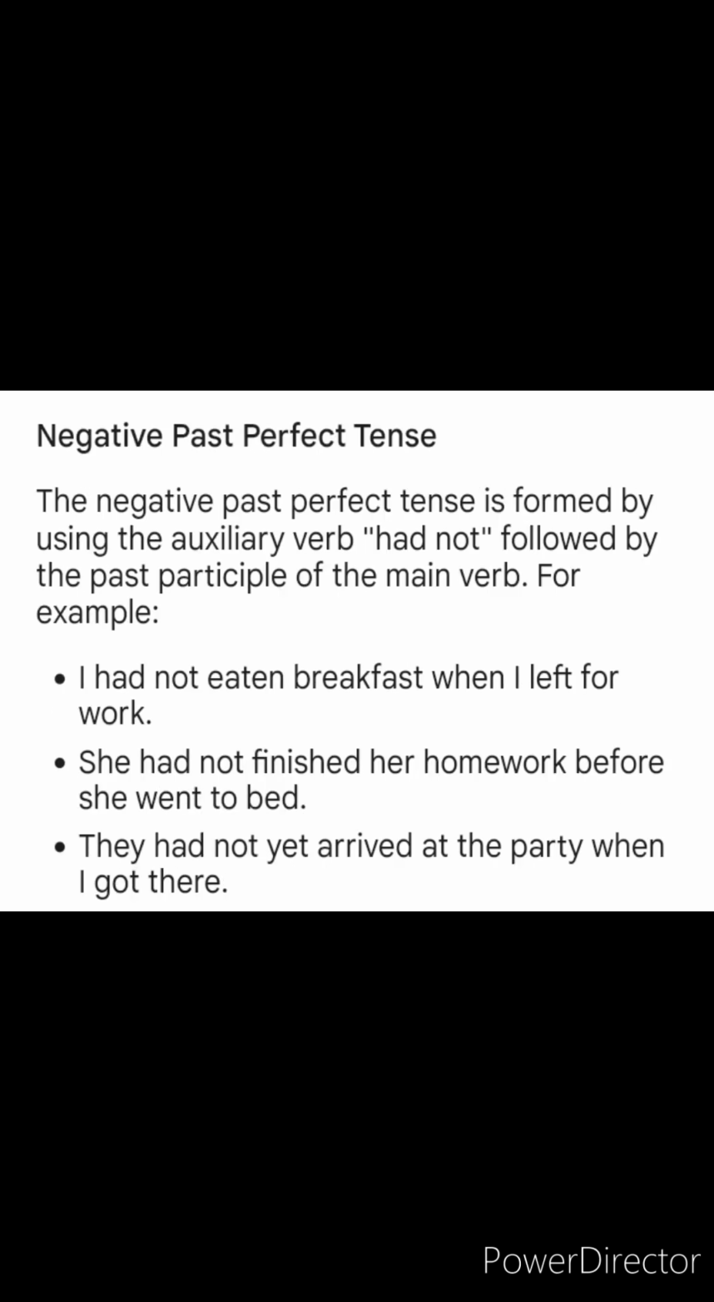Negative past perfect tense. The negative past perfect tense is formed by using the auxiliary verb had not followed by the past participle of the main verb. For example, I had not eaten breakfast when I left for work. She had not finished her homework before she went to bed. They had not yet arrived at the party when I got there.